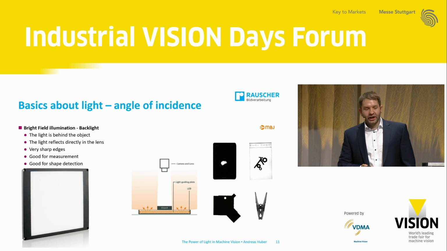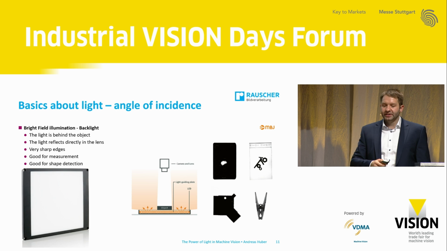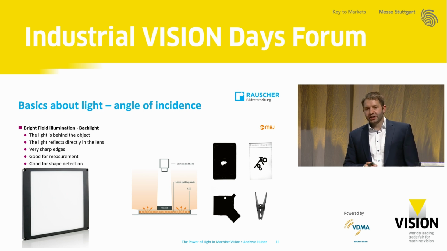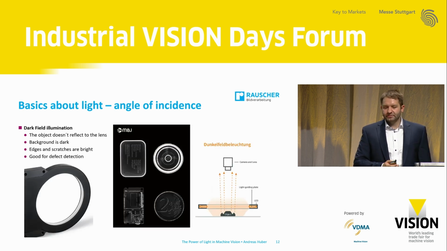We can also have a bright field illumination from the back, then it's called a backlight, which means the light of course is behind the object. The light is reflected directly into the lens, which results in very, very sharp edges, and it's good for measurement and good for shape detection. Now on the right side again you can see a backlight application. You can see the holes, you can measure the size of the clothespin, and get some good images.